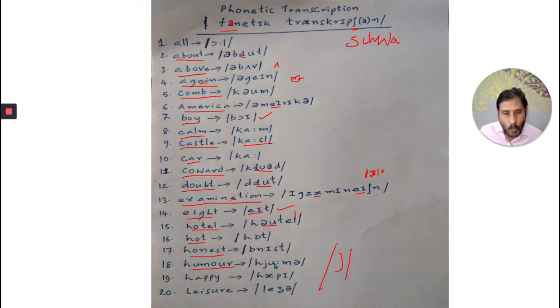Hugh. U and long U, 2 dots. Humor. Last R is silent. Humor. Right. So this J symbol is actually yeah. That's very, very important in phonetics. We will get more examples on that symbol.